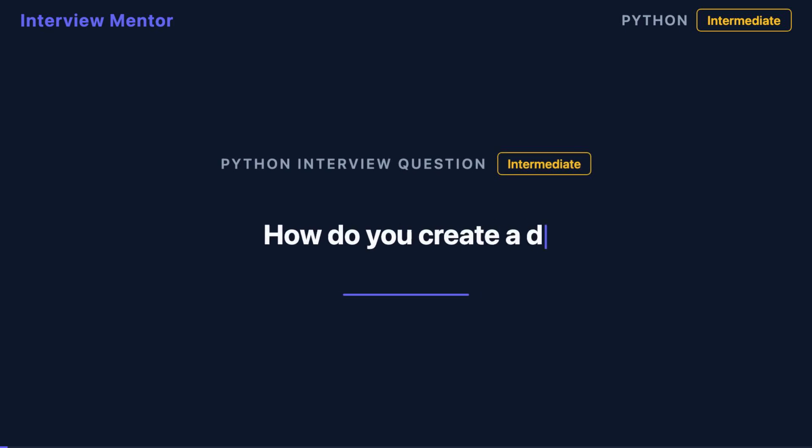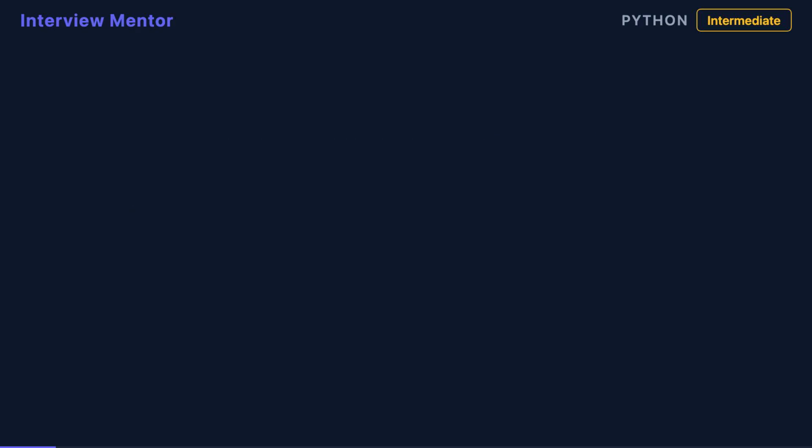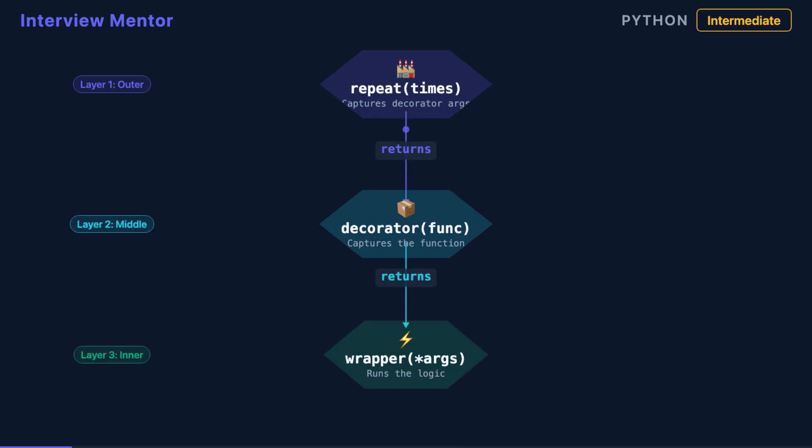Most Python decorators are simple to write, but passing arguments to one requires a 3-level nesting trick. You need 3 nested functions. The outermost captures your decorator arguments, like a repeat count. It returns a middle function that receives the function you're decorating. That middle function returns the innermost wrapper, which takes the original function's arguments and runs your logic. 3 layers deep. Decorator arguments, then the function's own arguments.